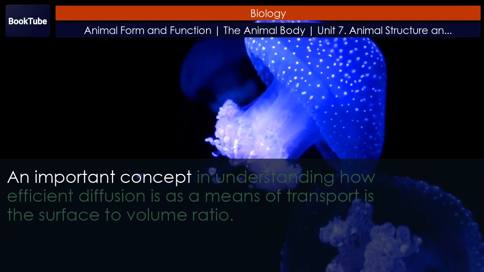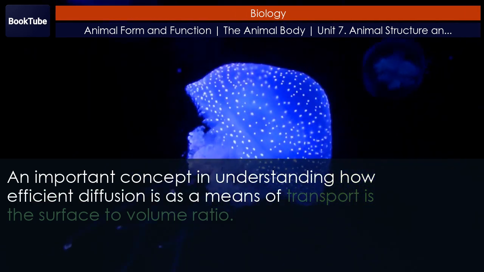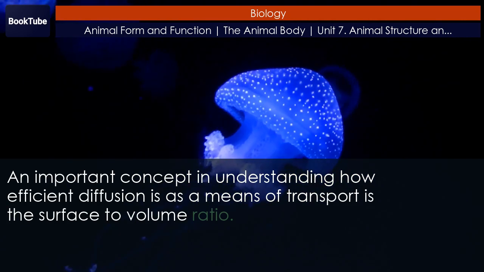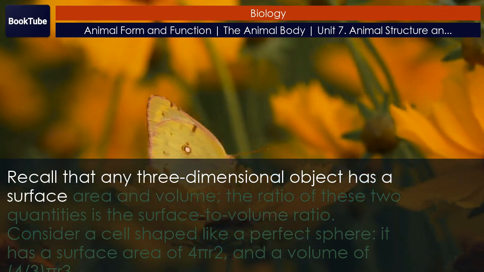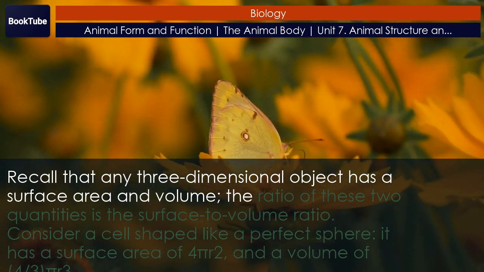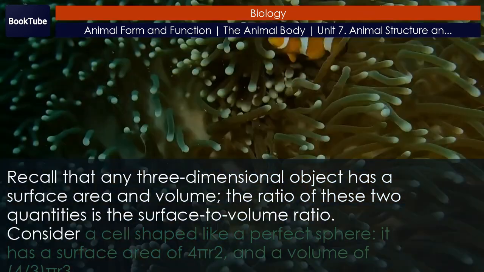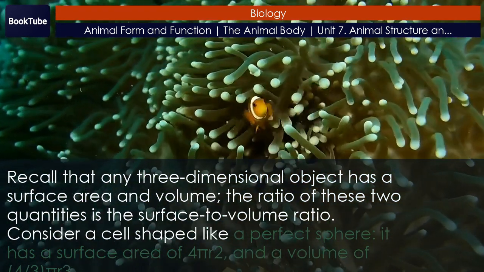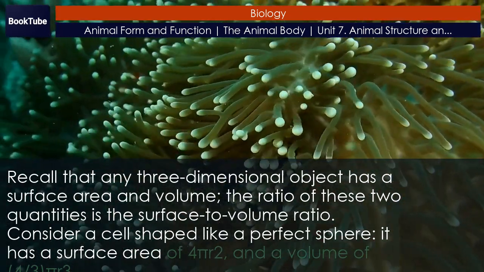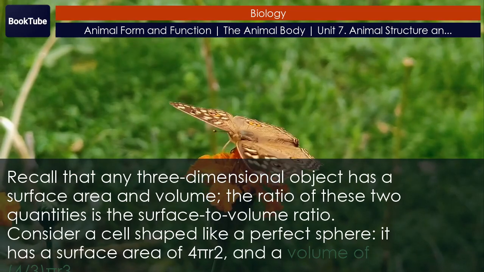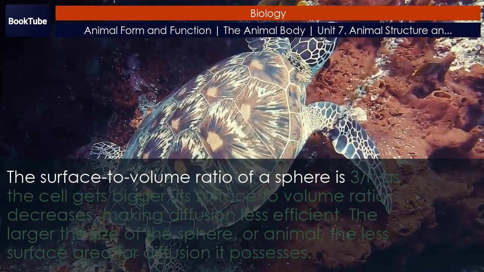An important concept in understanding how efficient diffusion is as a means of transport is the surface-to-volume ratio. Recall that any three-dimensional object has a surface area and volume. The ratio of these two quantities is the surface-to-volume ratio. Consider a cell shaped like a perfect sphere. It has a surface area of 4πr² and a volume of 4/3πr³. The surface-to-volume ratio of a sphere is 3/r.